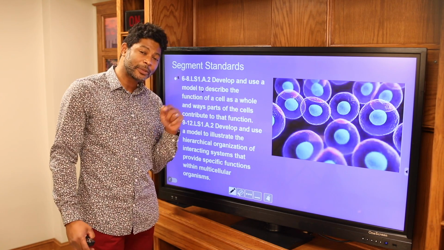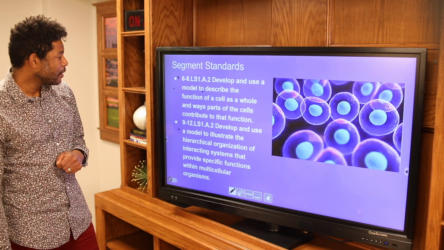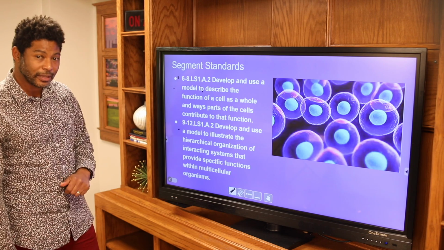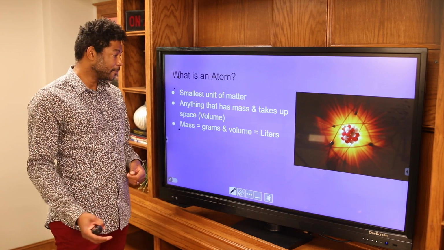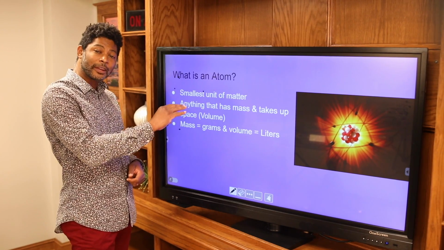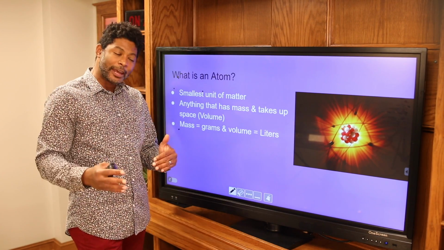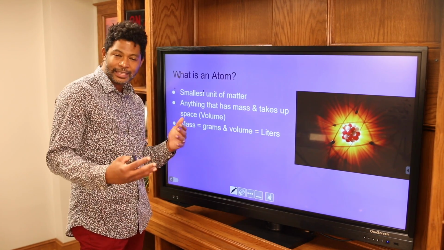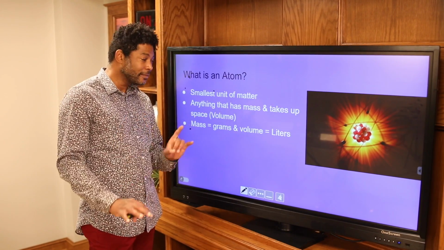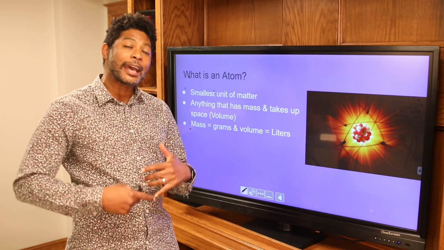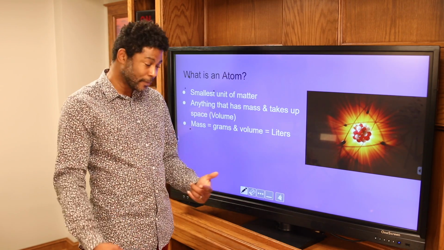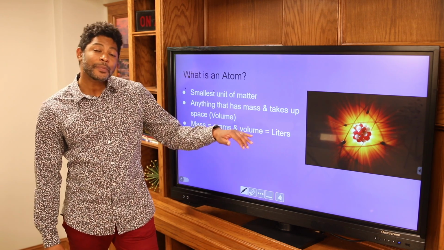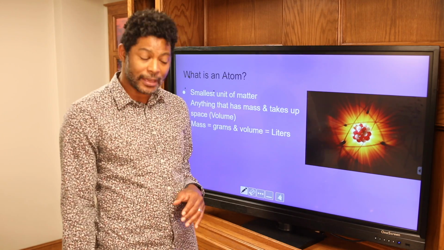All right, so let's first start with this first standard here that literally talks about cells being the smallest unit of life. Now, as we have here, atoms are the smallest unit of matter. And if you remember from before, matter is anything that has mass in grams and takes up space. So it's not or, but it's and. So again, matter is anything that has mass and takes up space. Okay? So we said that mass is measured in grams and volume can be measured in liters. We talked about all of that before.